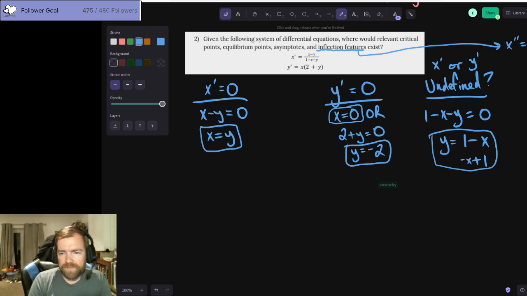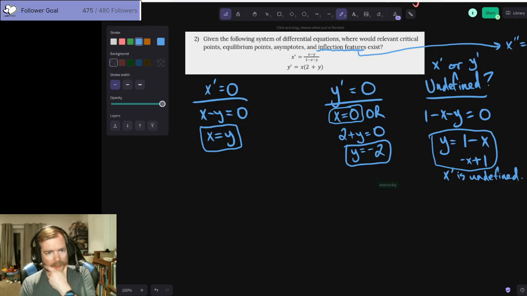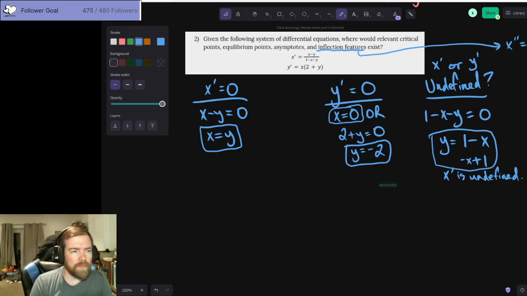Right, x prime is undefined. We'll figure out exactly what that means in just a minute. Okay, so with that, what is that going to get us? Yes, please, draw a picture. Exactly.